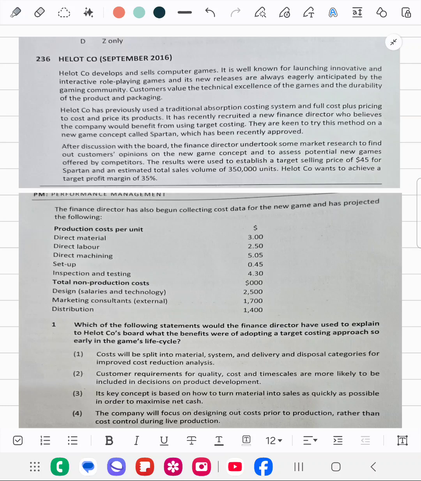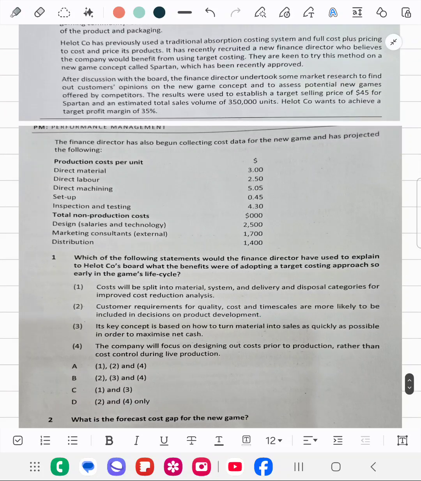It has recently recruited a new finance director who believes the company would benefit from using target costing. They are keen to try this method on a new game concept called Spartan, which has been recently approved. After discussion with the board, the finance director undertook some market research to find out customers' opinion on the new game concept and to assess the potential new games offered by the competitors. The results were used to establish a target price of 45 for Spartan, and estimated sales volume was 350,000 units.